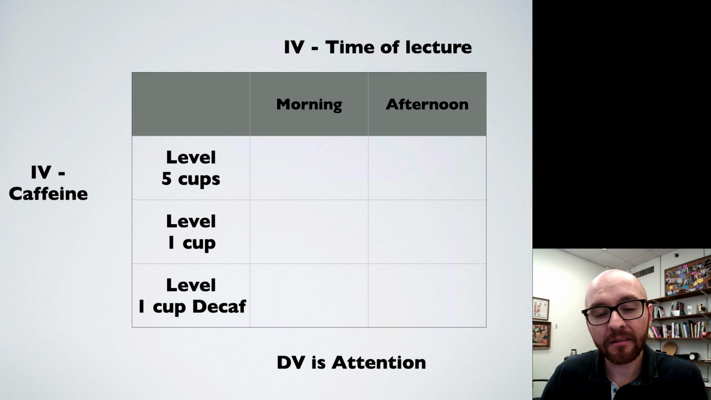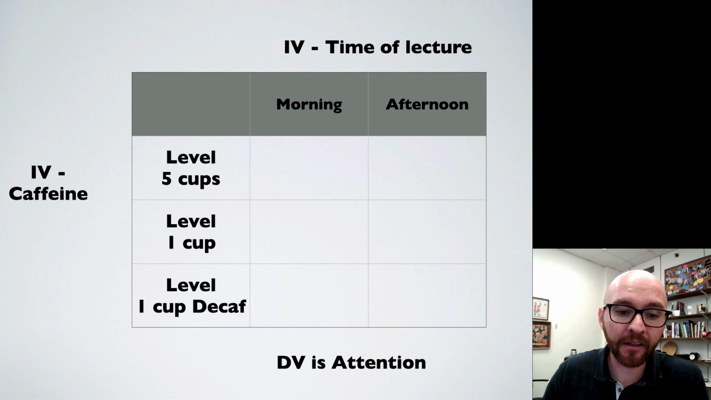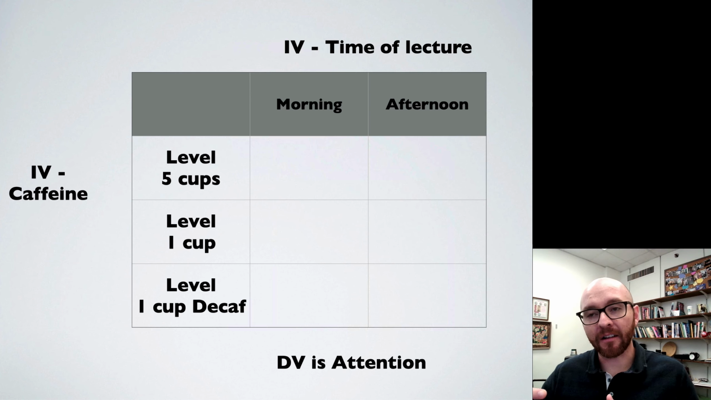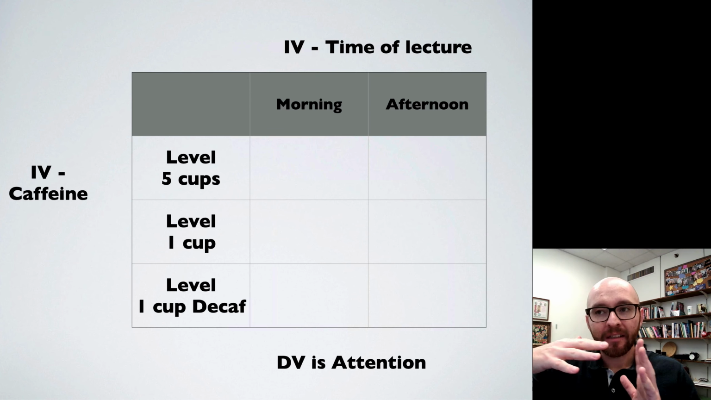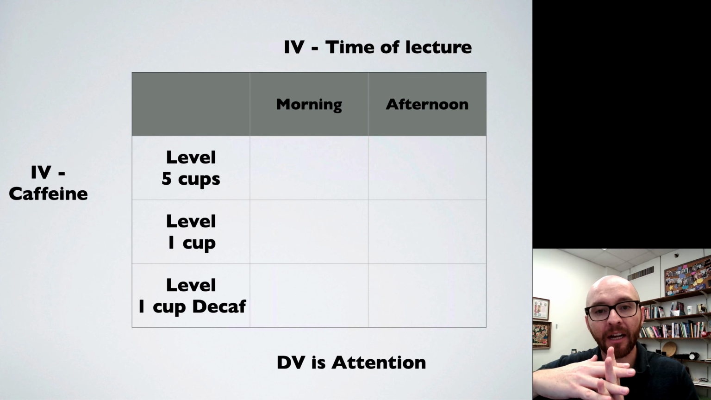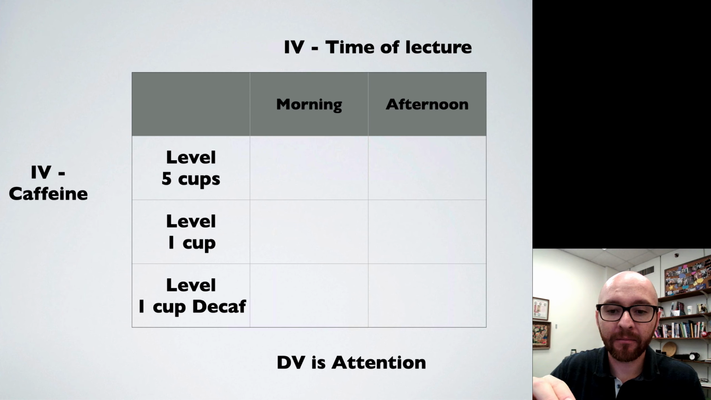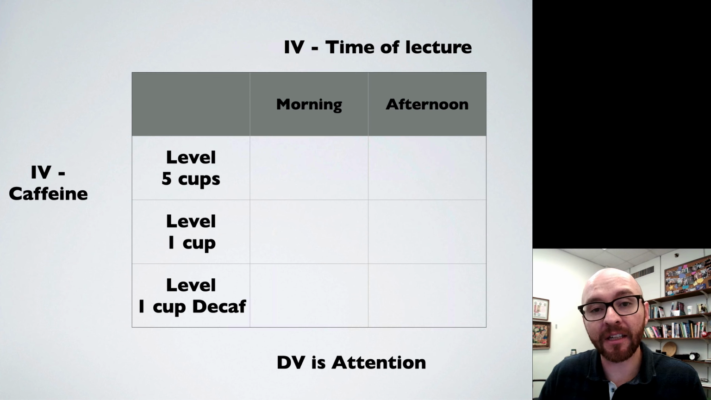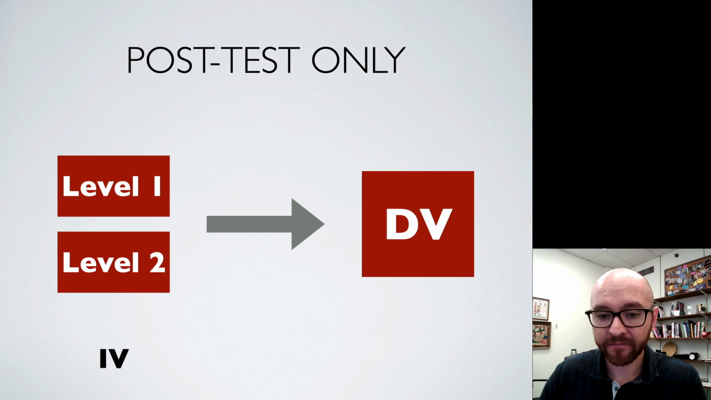Time of lecture, the levels are morning and afternoon. Caffeine, the levels are 5 cups, 1 cup, or decaf. Conditions are all the situations that come from crossing the levels of your IVs. So I'm not going to go over all of them, but for example, morning and 5 cups is 1 condition. Overall, you have 6 conditions.